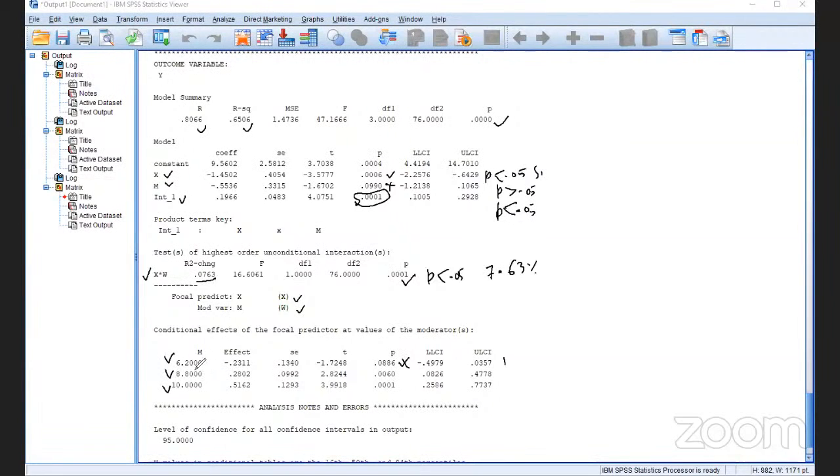Now when we increase the negative cognition, we can see here the value of negative cognition 8.8, and then we find it is significant. And for another value, 10, it is significant. It means when the negative cognition increases, the effect works. For high negative cognition, we can see it is significant.